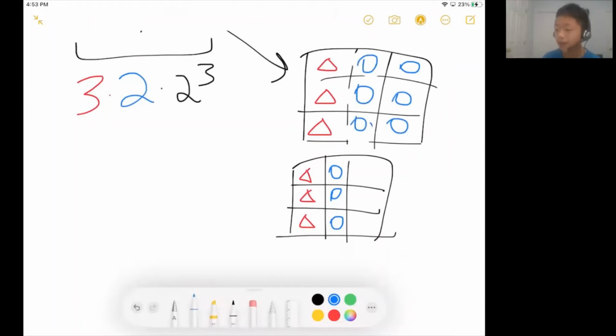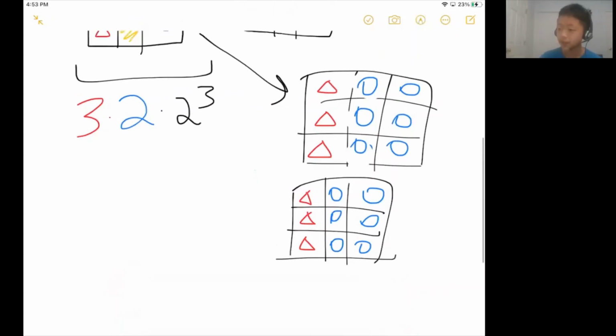But that would also count it here, right? 3 blue circles in a column. So this overcounts. This configuration, for example, is counted 2 times. You don't want to count it multiple times. You want to count it exactly 1 time. Which is why 2 to the power of 3 overcounts it. So hopefully that made sense.